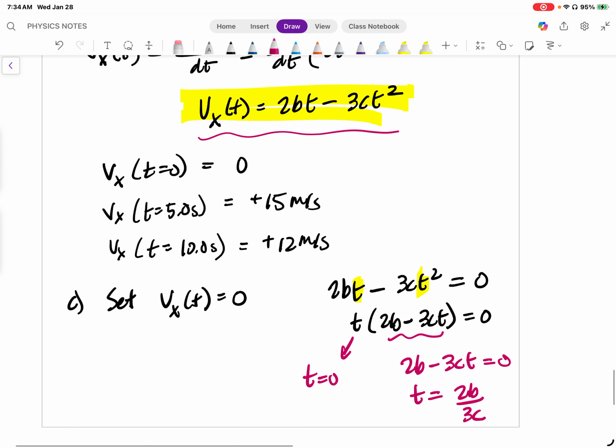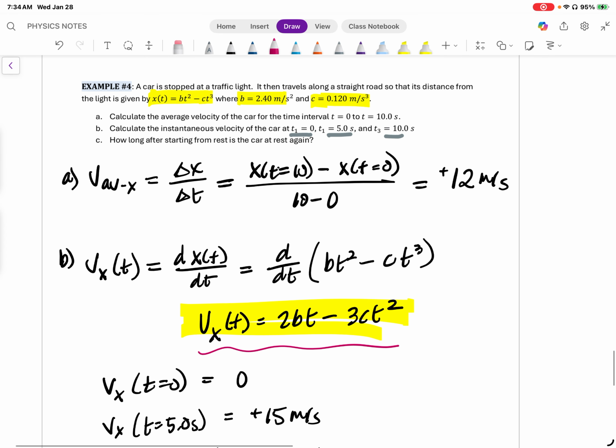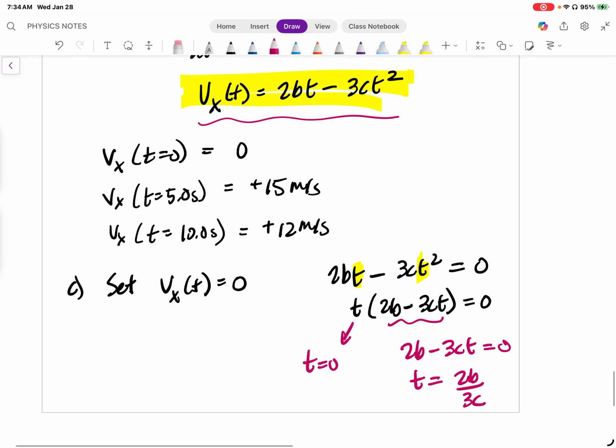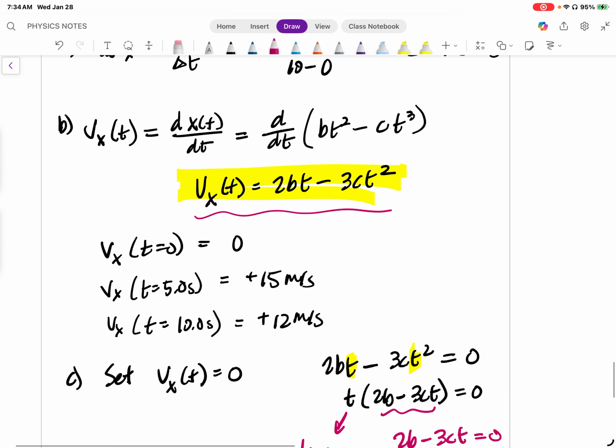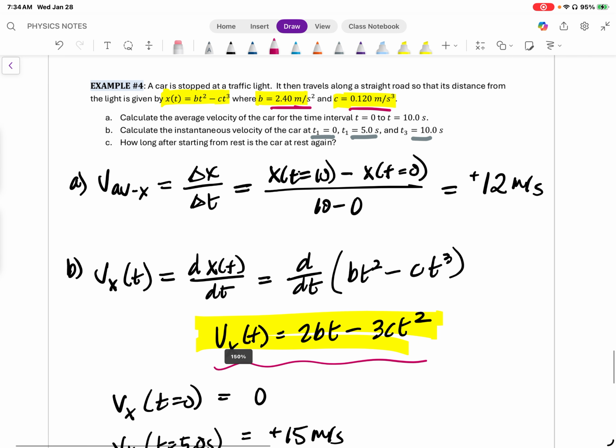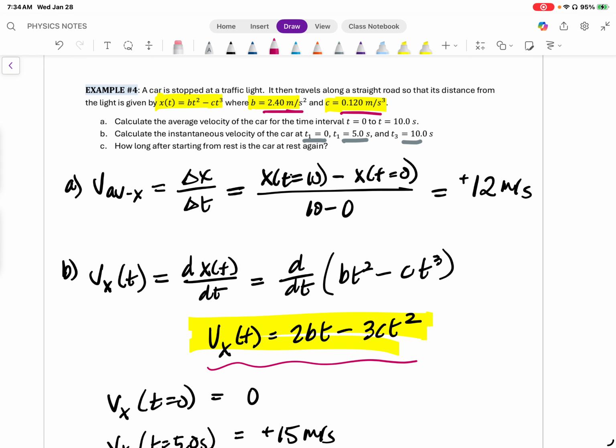And remember that the b and c, those were constants. So I can hop back up here. I'm going to go ahead and plug in b and c there. So if I plug those in, we end up with our second time where velocity is 0 is 13.3 seconds.